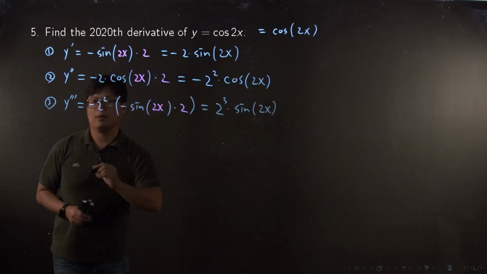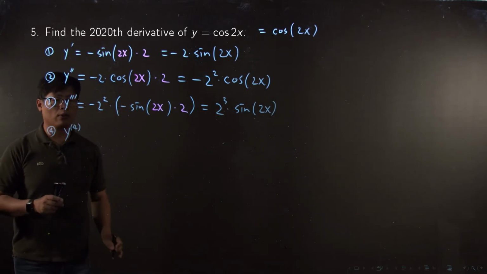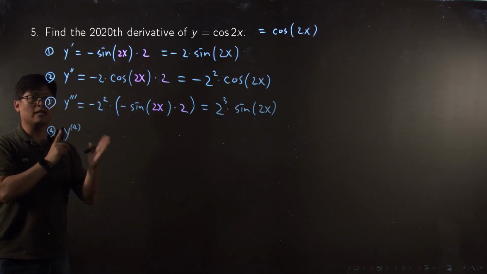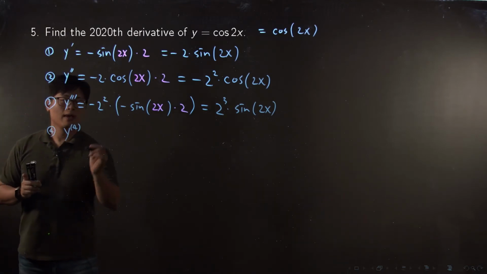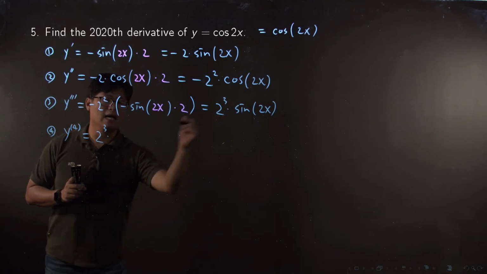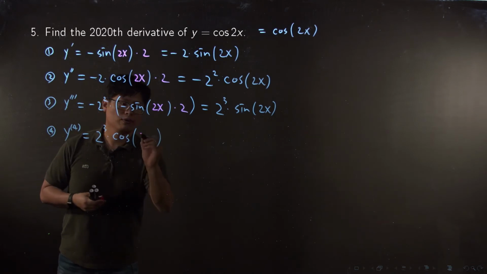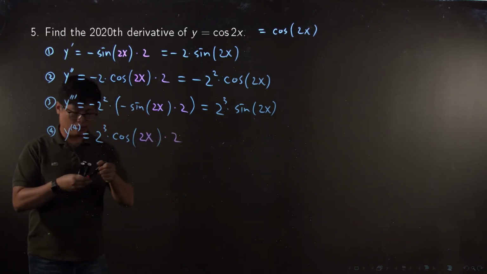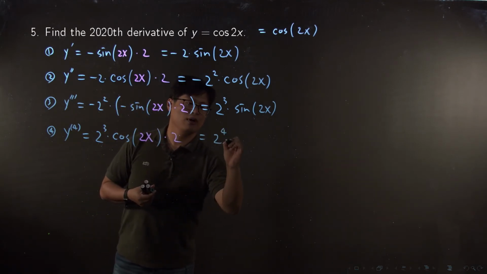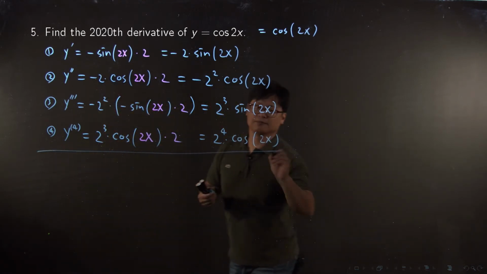Don't give up. One more time. Fourth. Y, the fourth derivative. Whenever it's more than 3, we use this notation, parenthesis and number. That is the number of derivatives. It is equal to the derivative of this. 2 cubed is the coefficient, and sine prime is cosine by the chain rule. That's it. So the sign is positive, and the coefficient is 2 to the 4, cosine 2x. And that's it. Is that okay?